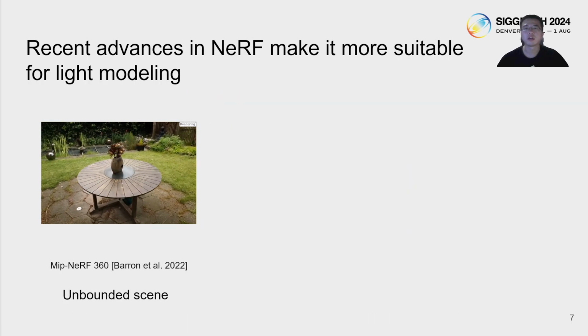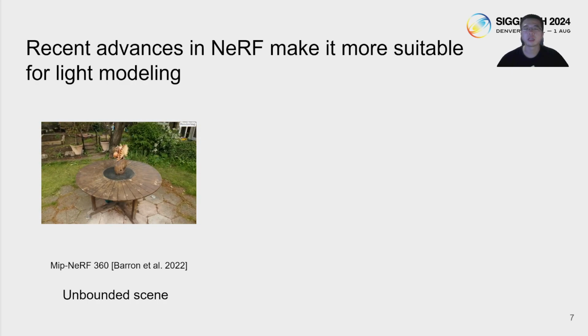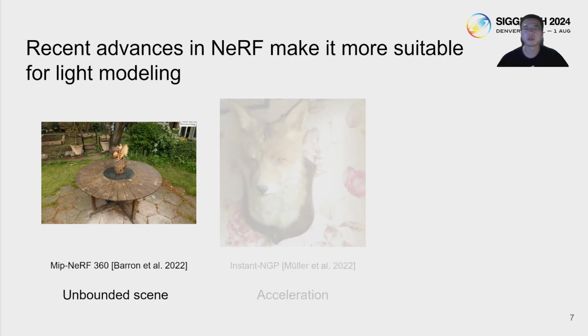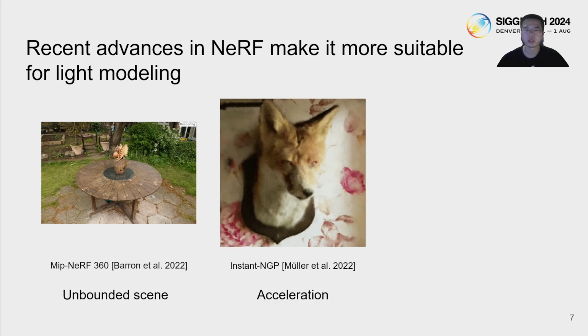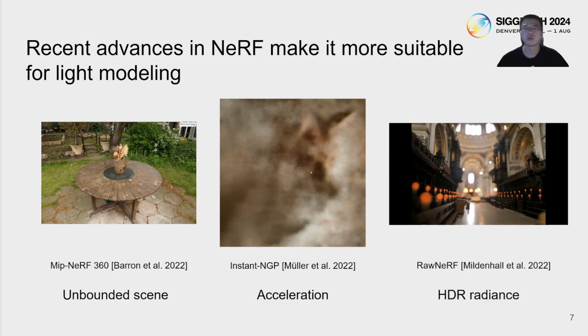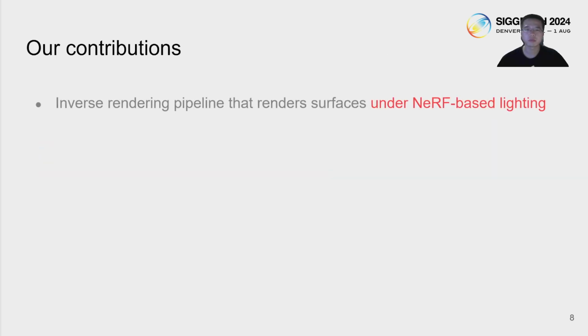Recent advances in NeRF also make it more suitable for light modeling. Unbounded scene enables modeling the surrounding environment. Training acceleration makes the computational cost more manageable. HDR radiance is also crucial, as light sources are significantly brighter than ordinary objects.